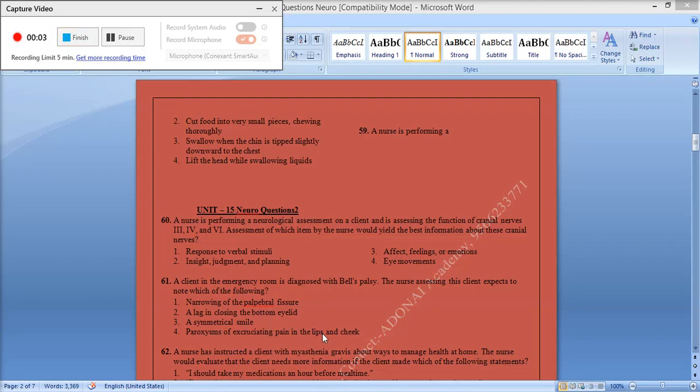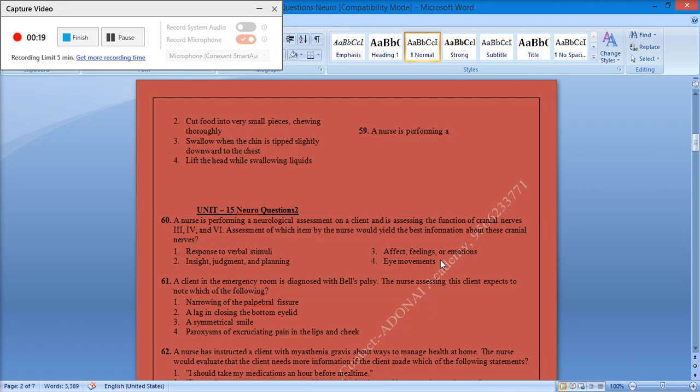Unit 50 Neuro questions 2. 60. A nurse is performing a neurological assessment on a client and is assessing the function of cranial nerves 3, 4 and 6. Assessment of which items by the nurse yields the best information of these cranial nerves?